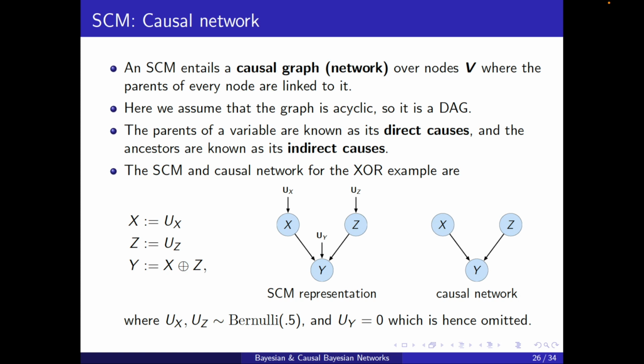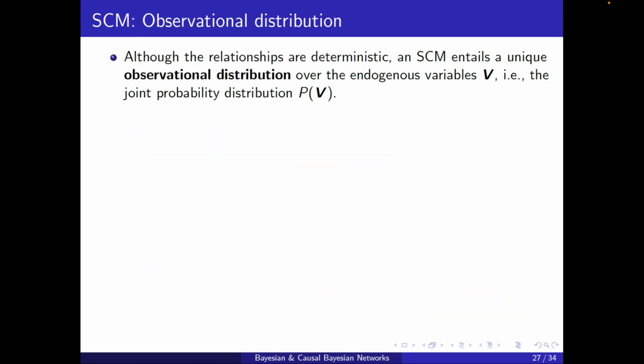With the do operation, you can test that it wouldn't be this straightforward. Okay, now I have this. What else does an SCM entail? Well, note that although the relationships are defined deterministically, an SCM entails a unique observational distribution, which is basically the joint probability distribution P of V.